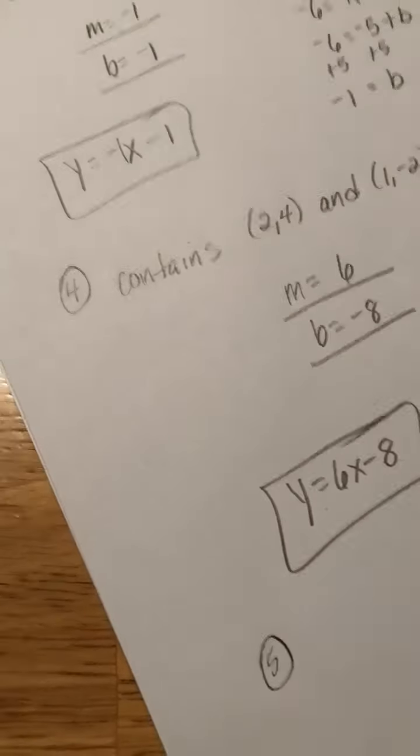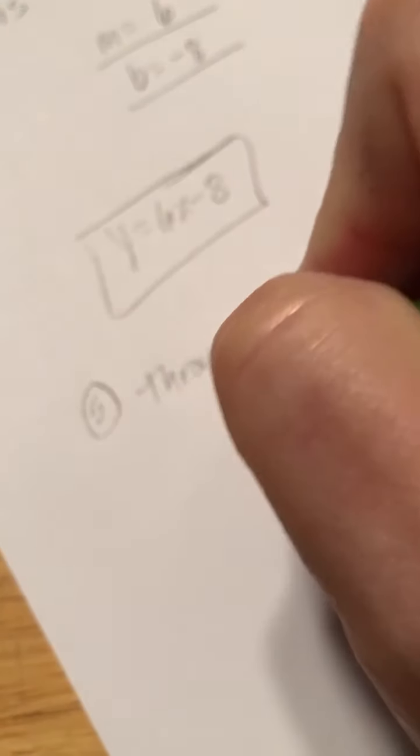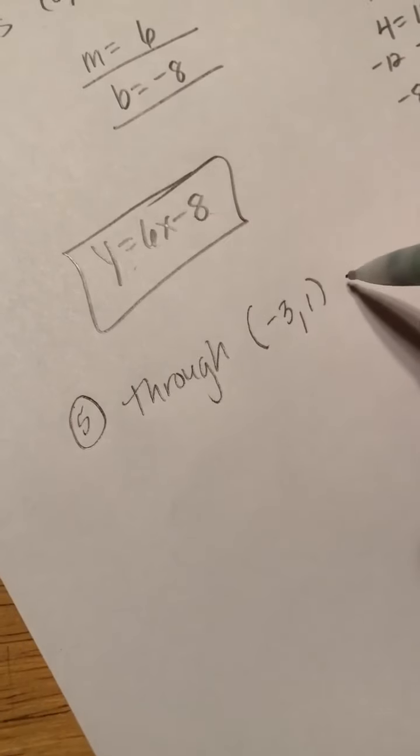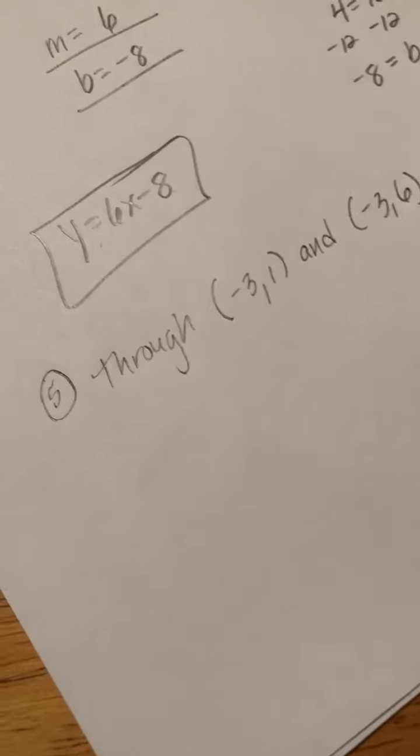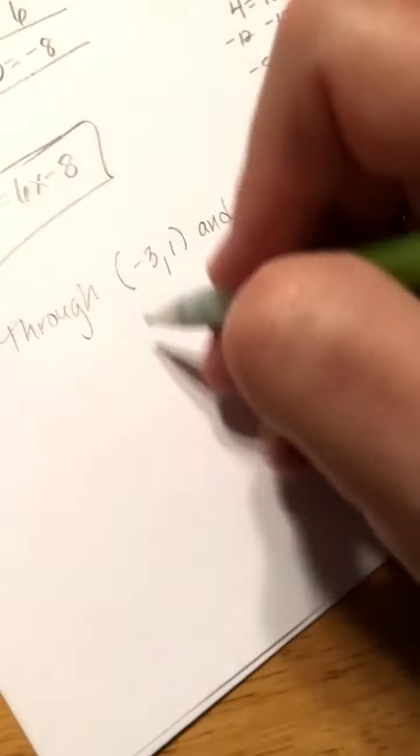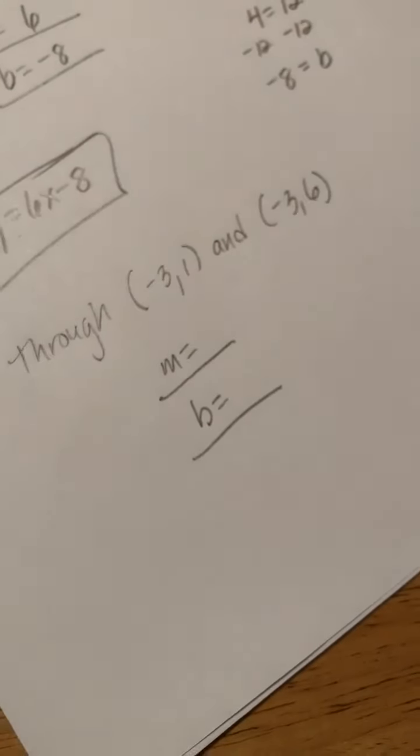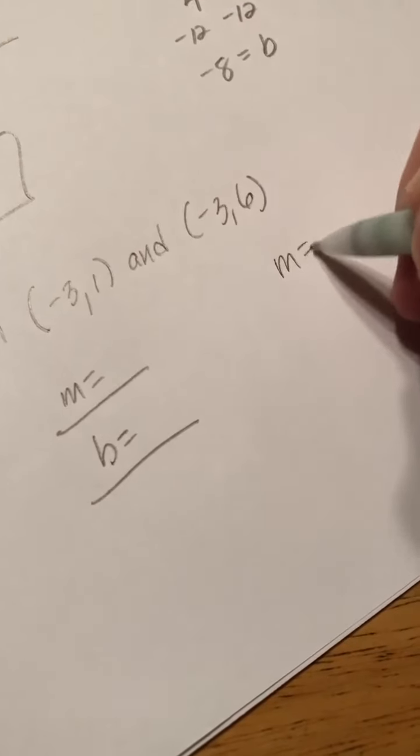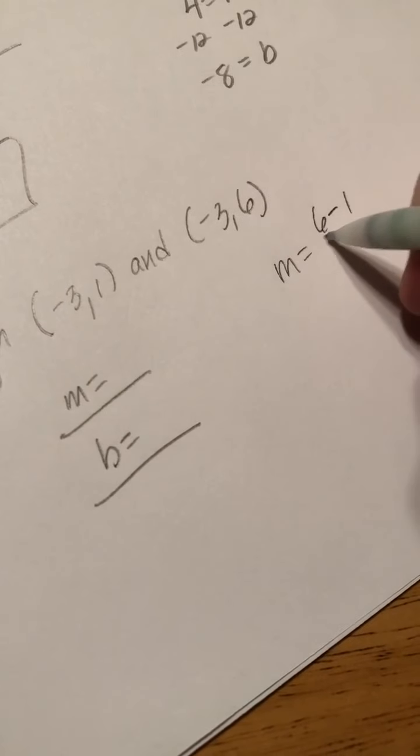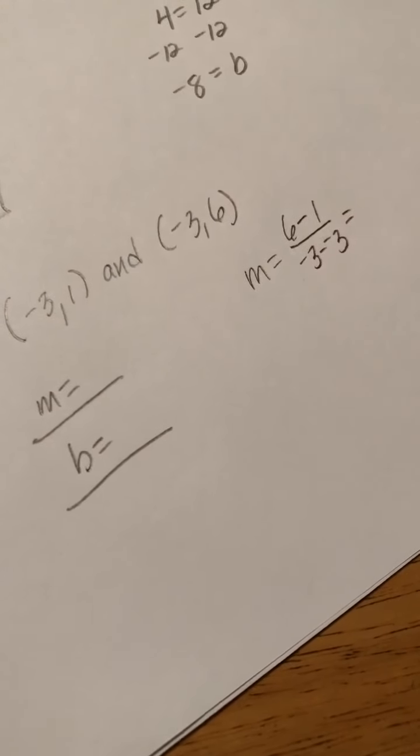All right, number 5. What if it is through the ordered pair -3, 1 and -3, 6? Okay. Again, we set up M, we set up B. Let's find slope: y2 minus y1 over x2 minus x1.